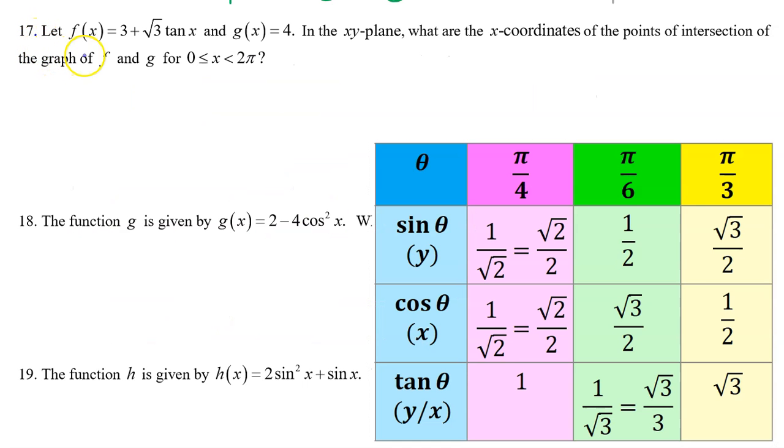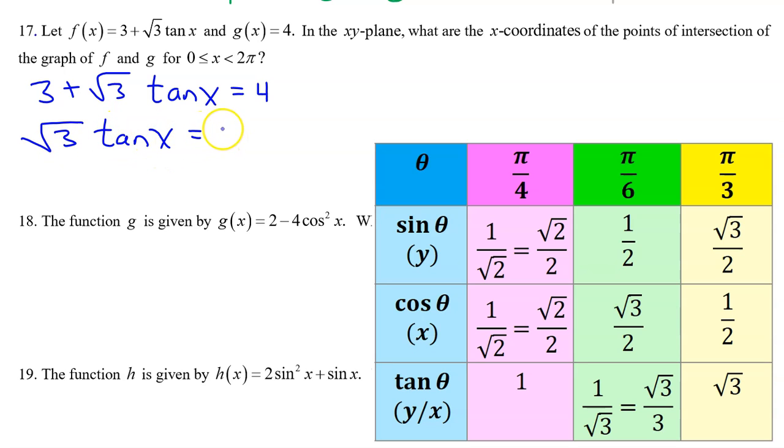Number 17, we again must find the x-coordinates of the intersection points between f and g. So we set the two functions equal to each other and solve. We must isolate the tangent function, so subtracting 3 from both sides gives us the square root of 3 times the tangent x is equal to 1. Now, dividing both sides by radical 3 gives us the tangent of x is equal to 1 over radical 3.